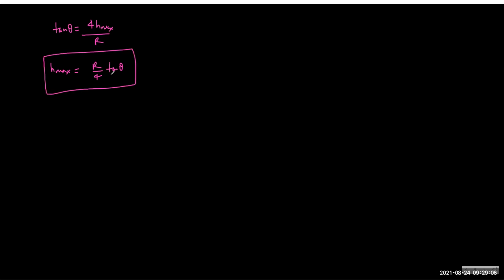So we have tan theta equals 4 h max by R, or h max equals R by 4 tan theta. There are various ways of writing it, so you can write it like this. This is a famous answer. Now, what does it mean? If I know the range and the angle of projection, I can directly find the H max, isn't it? Yes, sir.